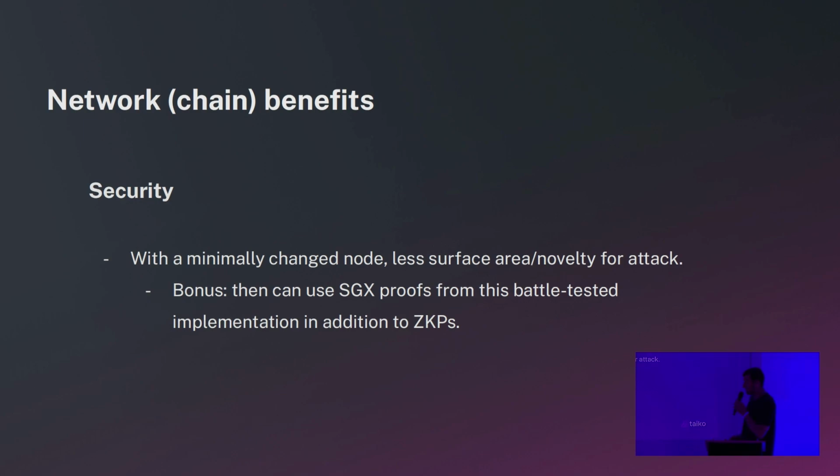In terms of security benefits, this is maybe a more subtle point, but with a minimally changed node, we find there's less surface area for attack. So you're just using these really battle-tested client implementations. And then on top of that, you could do something like use SGX proofs to prove that execution in addition to ZKPs. So not instead of, but in addition, because of that really battle-tested client. We find that's a security benefit.